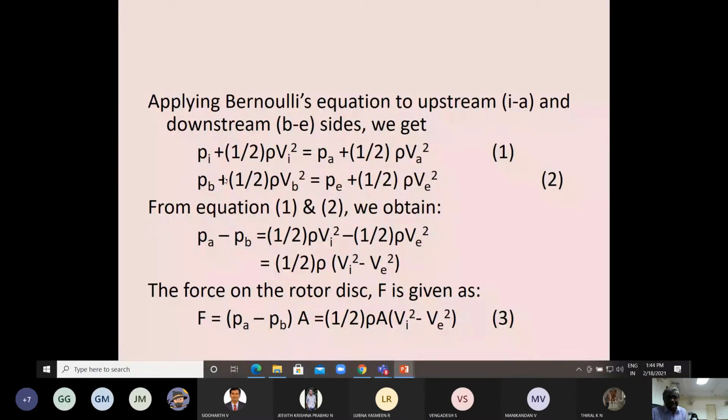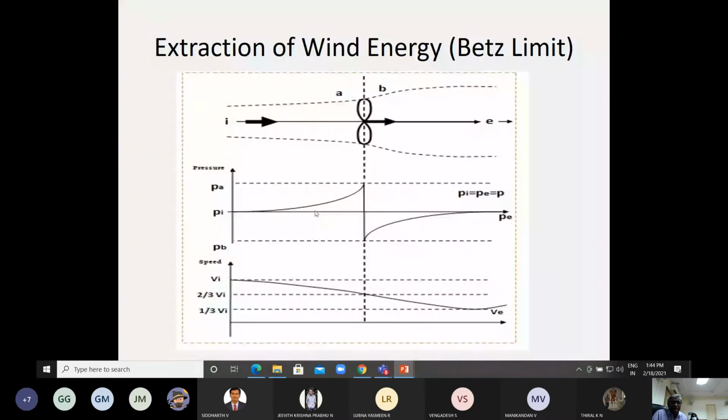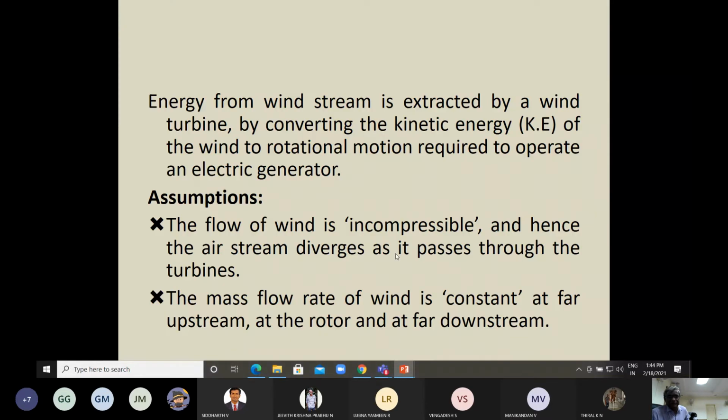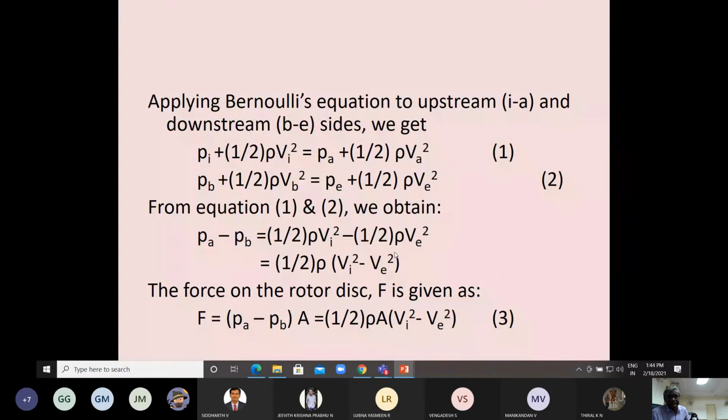So the equation is P suffix I plus half rho Vi squared, derived from the kinetic energy, equal to P suffix A, the pressure at the rotor, plus half rho Va squared, that is half m v squared from kinetic energy. And here P suffix B plus half rho Vb squared. That is the upstream and this is the downstream. Now you have to substitute the values, applying Bernoulli's equation.